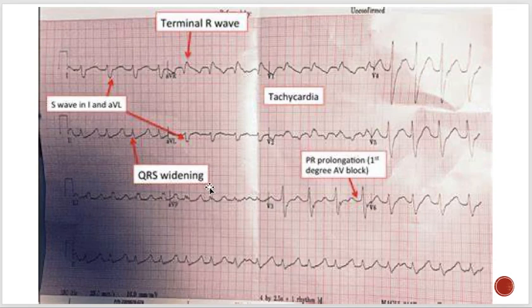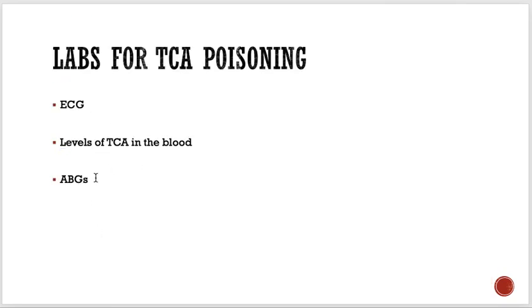So in this case, if we suspect anyone coming with TCA poisoning, we directly go for an electrocardiogram, just to see whether the patient is going towards cardiac toxicity or not. And if the patient is going towards cardiac toxicity, of course, our dimensions are changed, our treatment is changed, and we can do other testing as well. But this one is the most important one in this case. So I hope you understand this, guys.